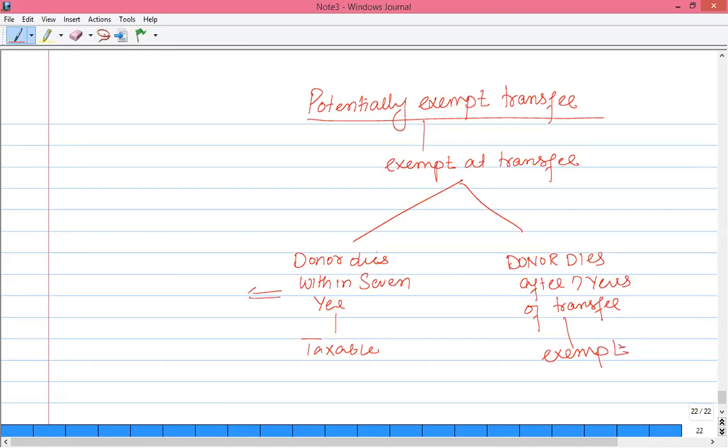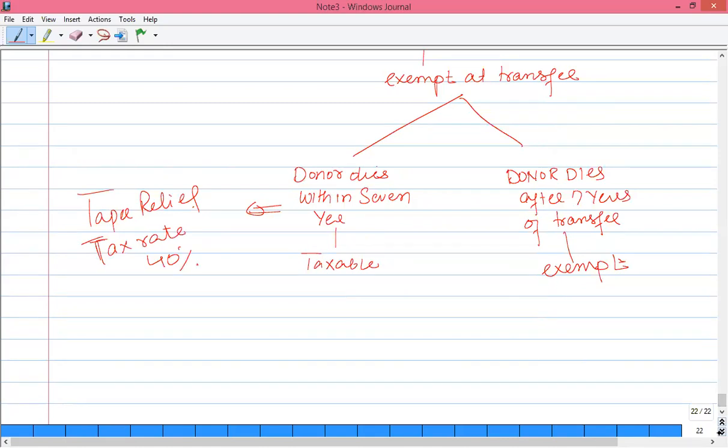And for that we have to work out, and there is a taper relief as well, and the tax rate is the same, and that will be provided in the tax sheet, 40%. And on death you have to get an NRB as well. So let's solve an example covering the potentially exempt transfer.